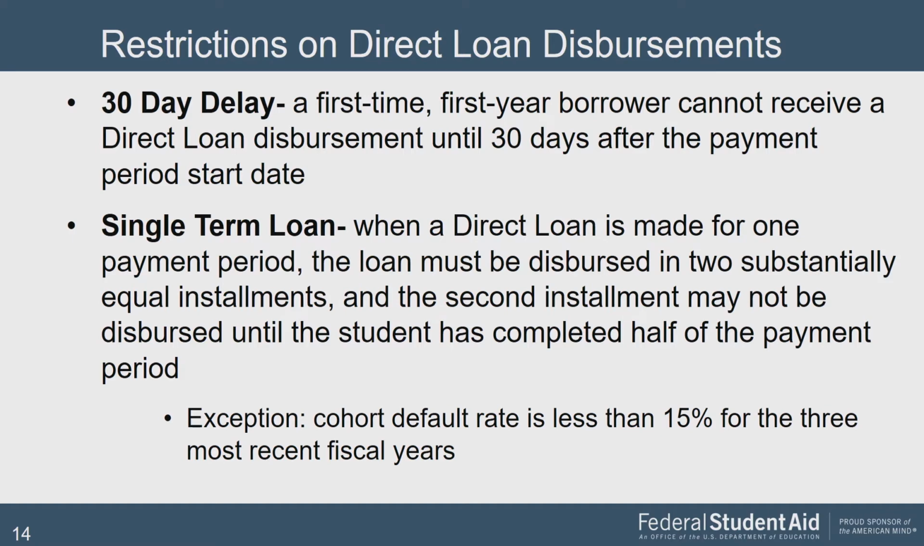Also, single-term loans. There are times when a student will take out a loan for just 1 term. But even though it's 1 term, the disbursements are still required to be split in half. They have to be substantially equal. Okay? Again, this is a requirement unless you have a cohort default rate that is under 15% for the 3 most recent fiscal years.